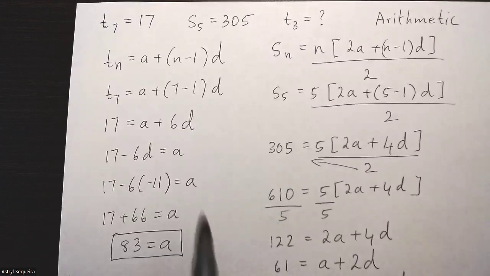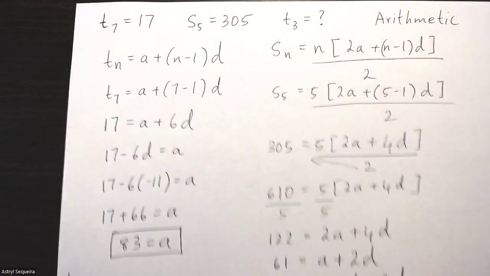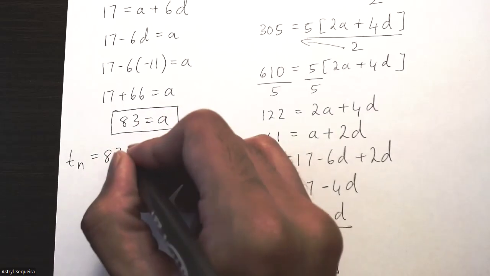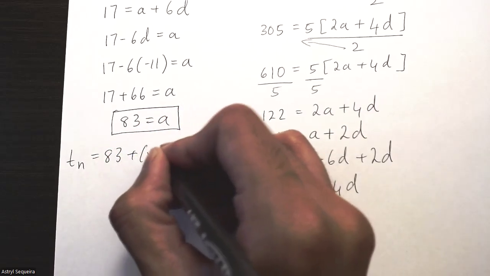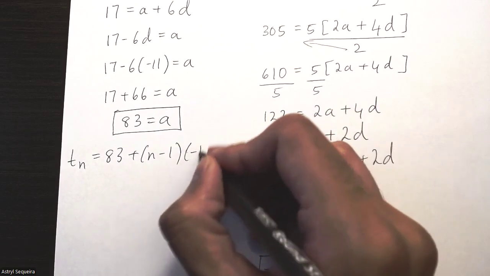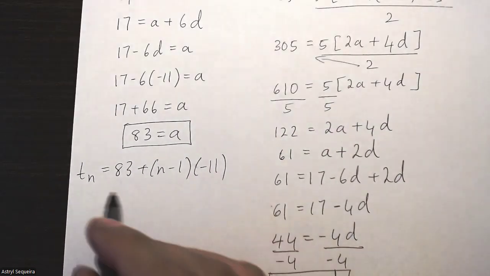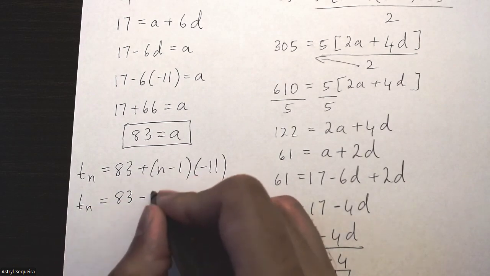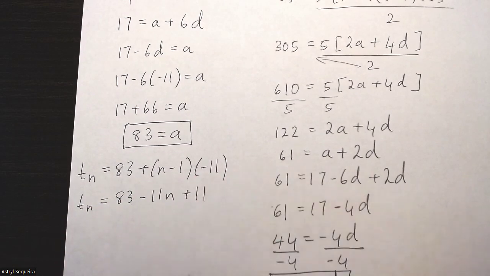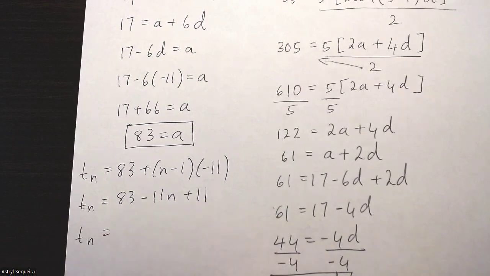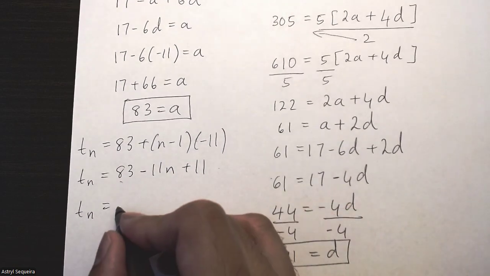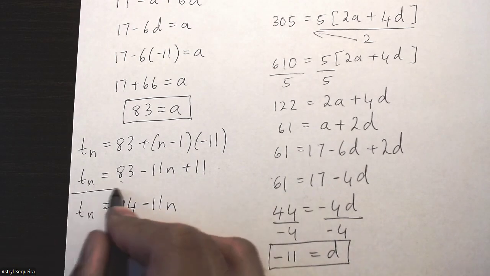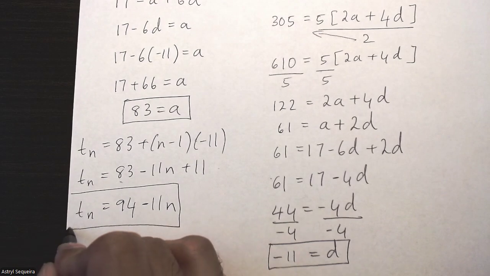which is just up here, Tn equals A plus (n minus 1)D. So Tn equals 83 plus (n minus 1) times negative 11. I can distribute the negative 11 into the bracket. That's minus 11n plus 11. Then I can combine like terms. So 83 plus 11 is 94. And this is my general term formula over here.